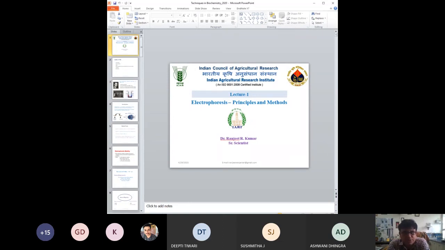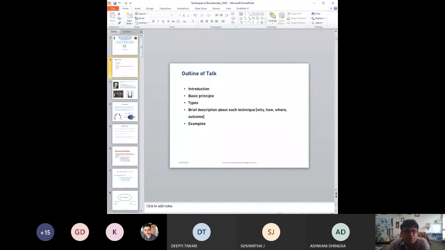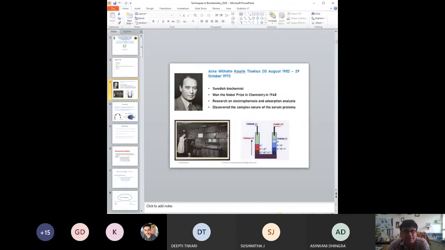So, before starting today's topic, let us revise some of the things which I have taught earlier. Our topic was electrophoresis, so I'll go on brushing up the slides in order to make you recall the things which I have explained. And this was the outline of the talk, which on the first class itself I have given.